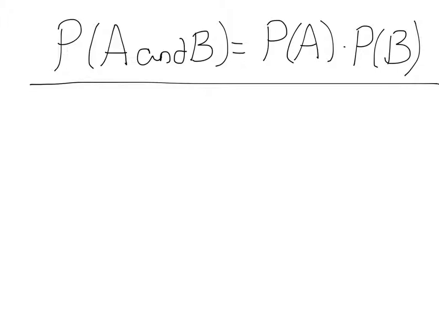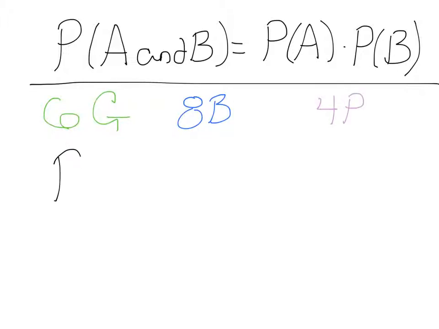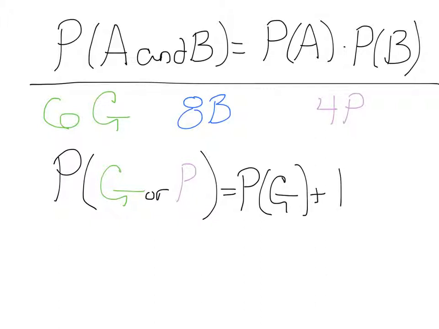So let's consider a situation where we have a bag of 6 green marbles, 8 blue marbles, and 4 purple marbles. And I'm asked, what's the probability that I get green or that I get purple? Okay, so let's think about that a little bit more. To do that, I have to add those two probabilities together. So I'm looking at the probability of green plus the probability of purple.